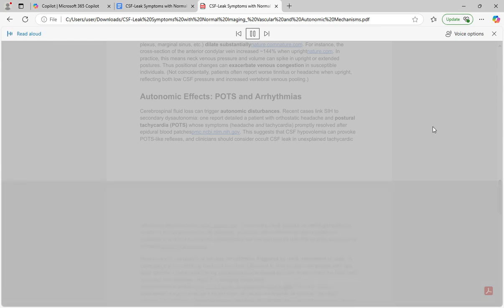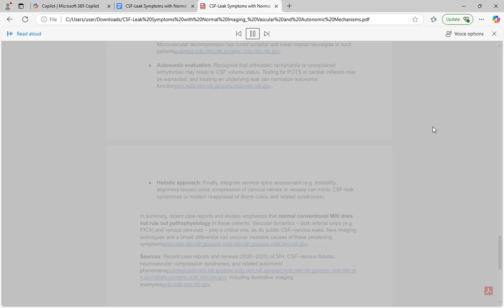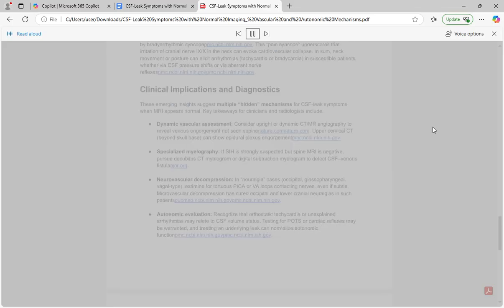Similarly, severe craniofacial or upper neck pain can cause bradyarrhythmic syncope. This pain syncope underscores that irritation of cranial nerve 9/X in the neck can evoke cardiovascular collapse. In some, neck movement or posture can elicit arrhythmias, tachycardia or bradycardia, in susceptible patients, whether via CSF pressure shifts or via aberrant nerve reflexes.